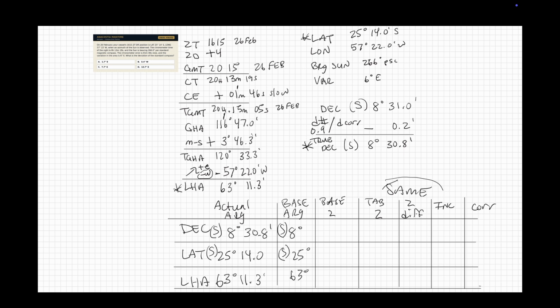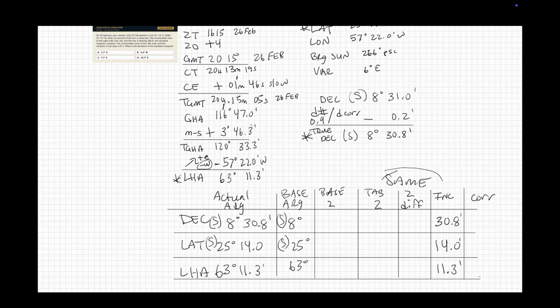So the increments are 30.8. That's coming from the declination, right? 30.8 minutes, 14.0 minutes and 11.3 minutes. So we have our increments. All right. Now let's go to Pub 229.